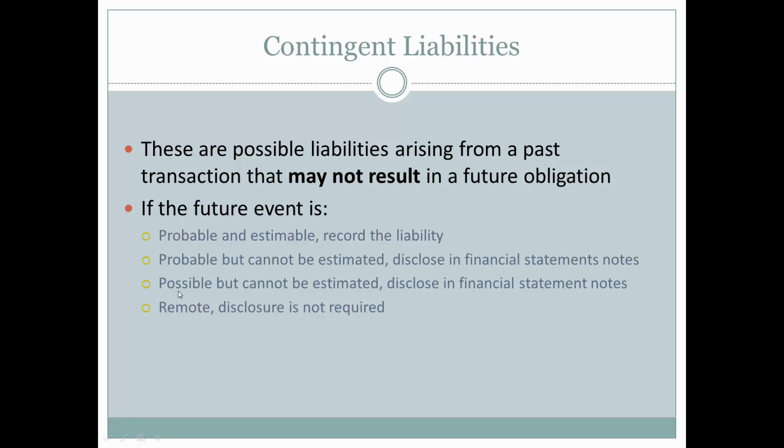Now let's look at another scenario where it's possible, but it cannot be estimated. So it's not nearly as likely as a probable event, but it's possible, and it still cannot be estimated. So since there's a more likelihood than if it were remote that something could be due as a result of that, it's going to be disclosed in the financial statement notes, and then all of the scenarios surrounding why it's possible will be disclosed and explained. Now, if we have something remote, just completely remote, disclosure is not required.